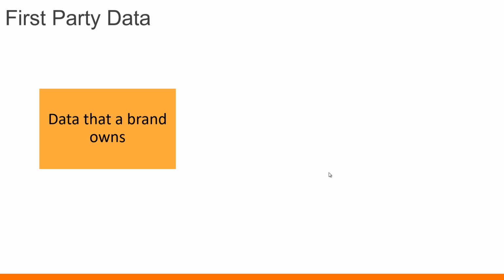So, what is first party data? It is basically data that a brand owns. So, what does that mean? Let's look at some examples. Customer databases are an example of first party data. So your customer email IDs, mobile numbers that you've collected over time. This is data that you own. You know how you've collected them. You know where it came from.